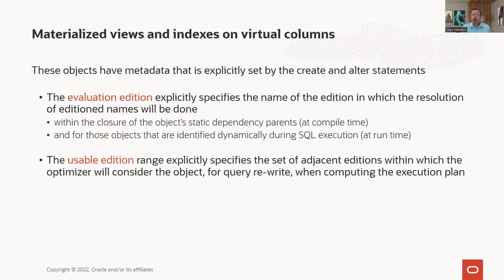I mentioned materialized views and indexes on virtual columns. Some of them have special capabilities. We've added a new evaluate clause to decide which materialized view goes against which edition. So a materialized view is a non-editioned object, but it has this evaluate clause to allow it to decide which edition it's going to go against. And there are some tricks with synonyms as well that you can utilize to tweak this on an edition-by-edition basis to facilitate materialized views.